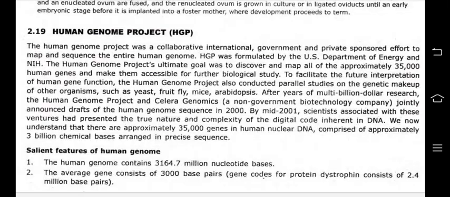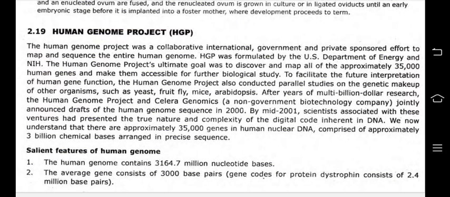Human Genome Project, or HGP. The Human Genome Project was a collaborative international government and privately sponsored effort to map and sequence the entire human genome. HGP was formulated by the US Department of Energy and NIH. The Human Genome Project's ultimate goal was to discover and map all the approximately 35,000 human genes and make them accessible for further biological study. To facilitate the future interpretation of human gene function, the Human Genome Project also conducted parallel studies on the genetic makeup of other organisms such as yeast, fruit fly, mice, and Arabidopsis.